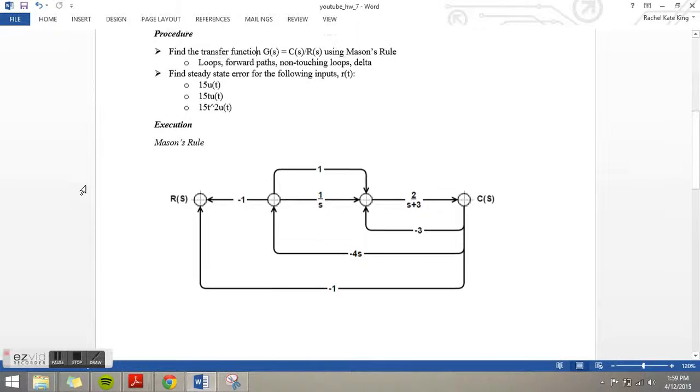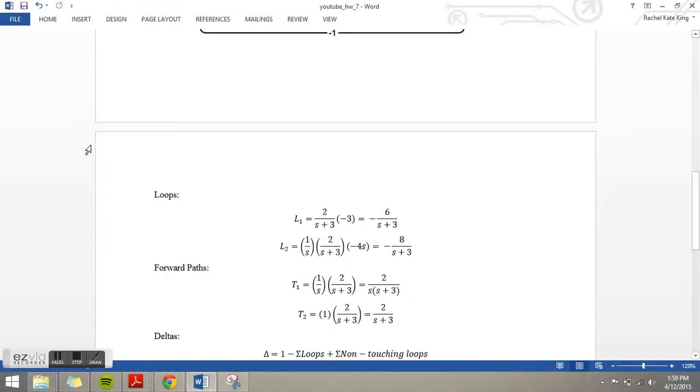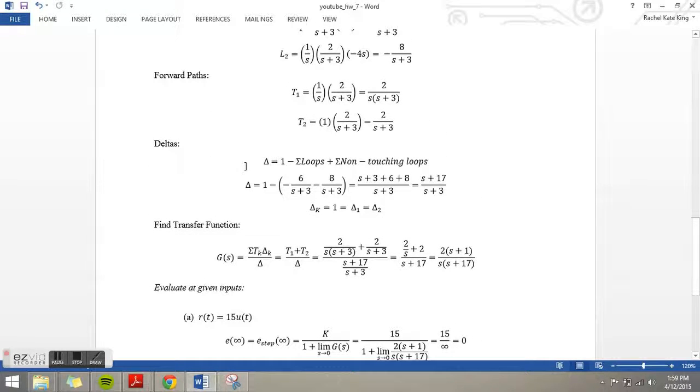Then we define the forward path. Because we have this -1 off the R of s, we're going to start at the next node because they're basically the same node anyway. And that's our first path, and our second path is that 1 and then 2 over s plus 3. So we have some pretty simple algebraic expressions for our forward path.